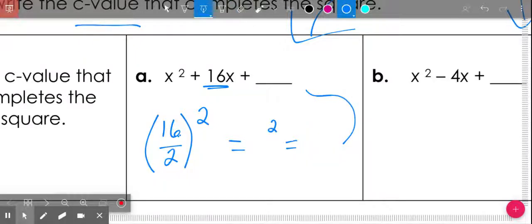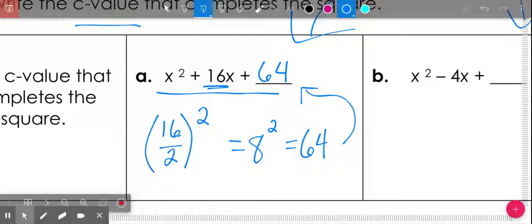So 16 divided by 2 gives me 8. Then 8 squared is 64. That's what we plug in here. And that's our new c value. Okay, so this is our perfect square trinomial.